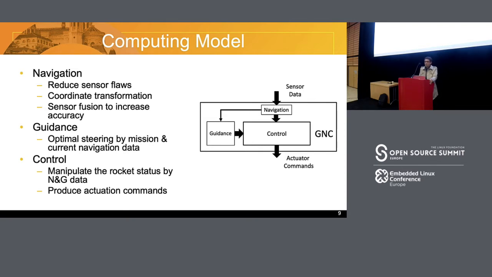The purpose of the guidance model is to produce the optimized steering command from the predefined mission arguments and the current navigation data. This optimized steering command will be given to the control model. And the control model will reference the navigation data and the guidance data to produce the actuator command.